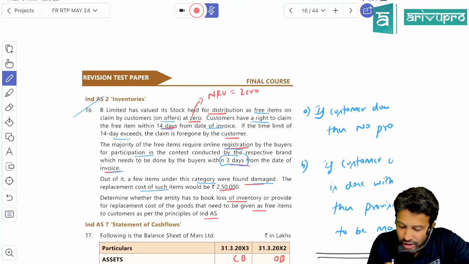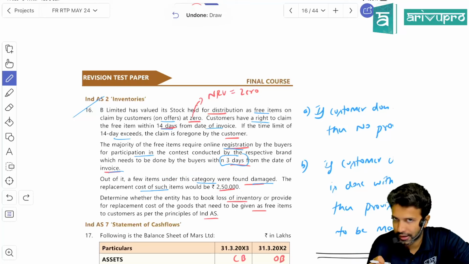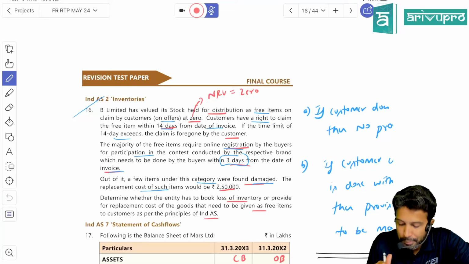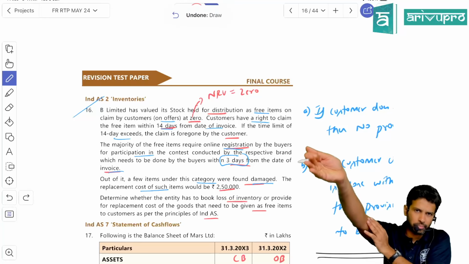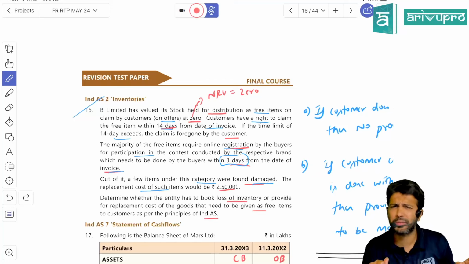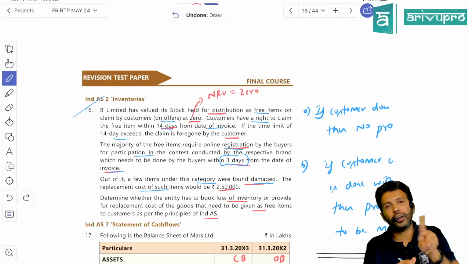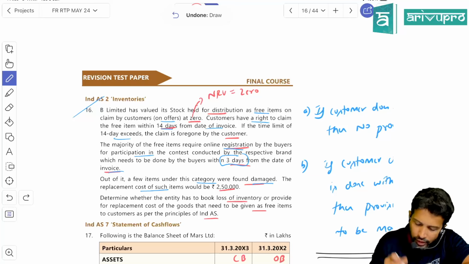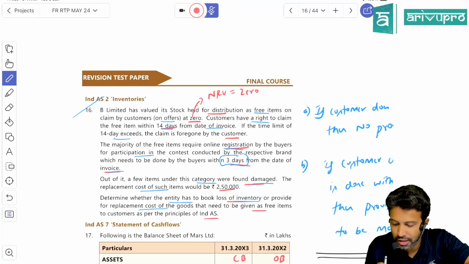The replacement cost of such item would be 2,50,000, since a few free items, products, are damaged. Okay, the replacement cost, we can't supply free item cost. If at all you have given some damaged product to customer, they will complain. So we'll have to replace that inventory. To replace it, we'll incur an additional cost of 2,50,000. Okay, determine whether entity has to book the loss of inventory or provide for replacement cost.